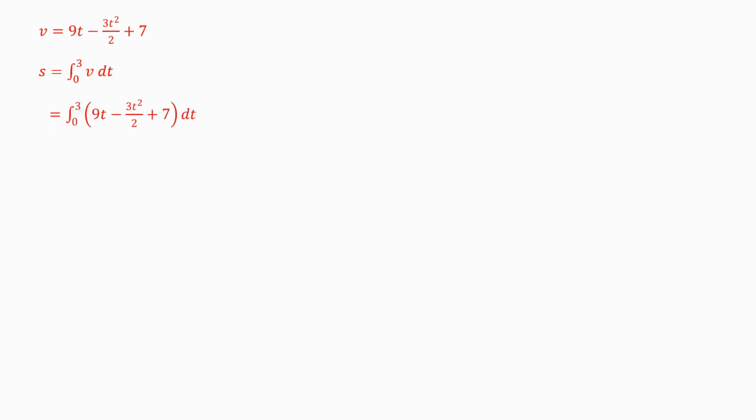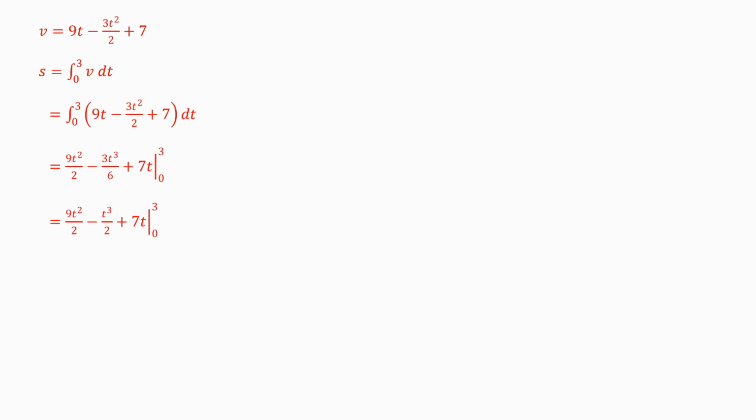So we have the integration of 9t minus 3t squared over 2 plus 7 between time 3 and 0. So the integration of 9t becomes 9t squared over 2. 3t squared over 2 becomes 3t cubed over 6, and 7 becomes 7t. And this can be simplified further to give us 9t squared over 2 minus t cubed over 2 plus 7t, and the integration is between 3 and 0.